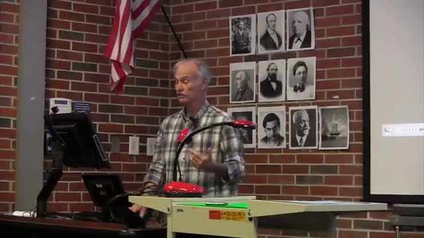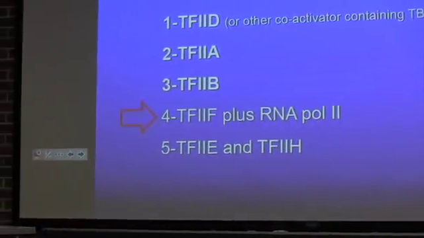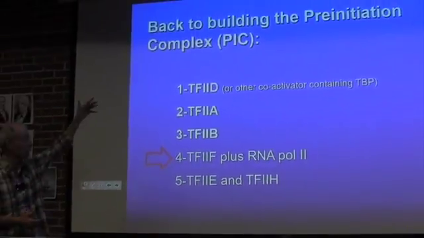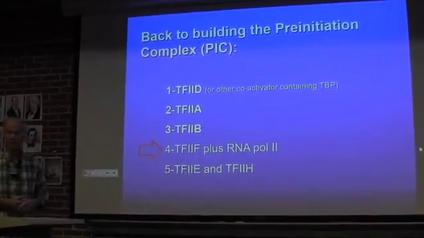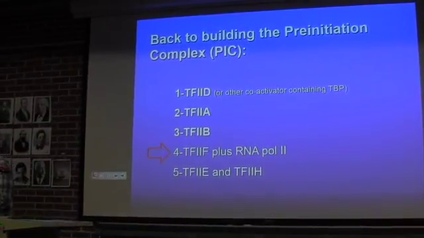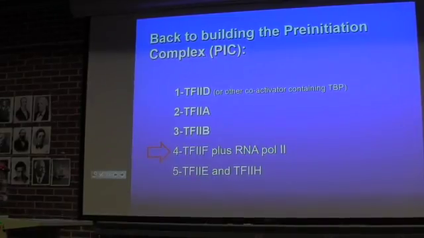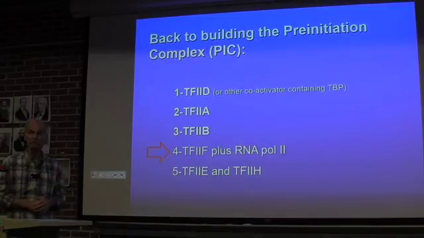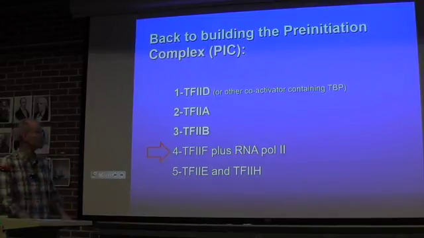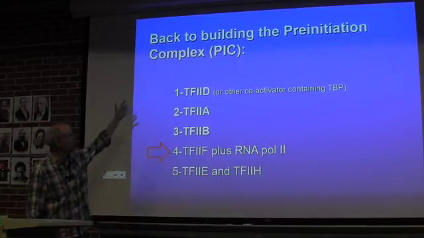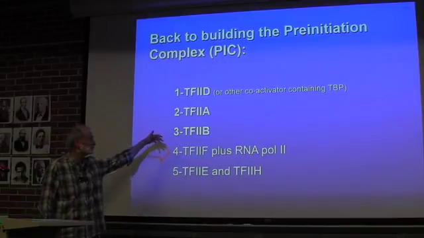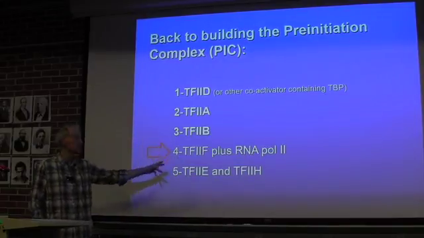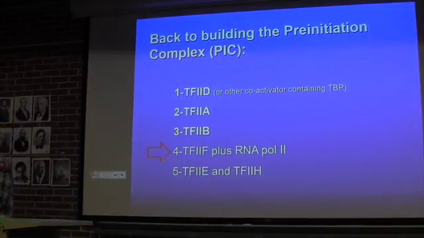And then the last two are E and H. And now you know the full cascade of events to build the pre-initiation complex, except for one important member, which is mediator, and we'll talk about that a little bit separately. So it's not an impossible thing to know. D, then A and B, F, which brings polymerase, and followed by E and H.